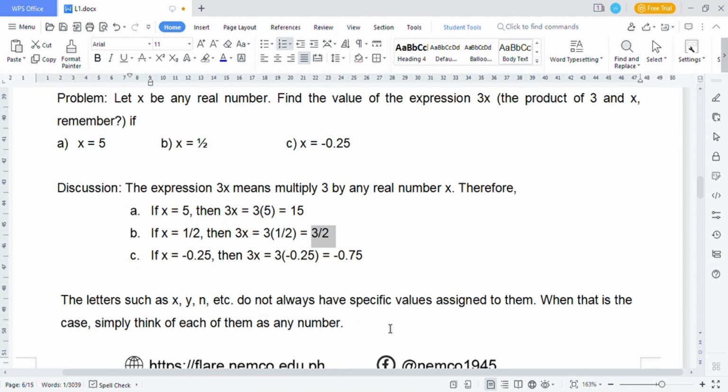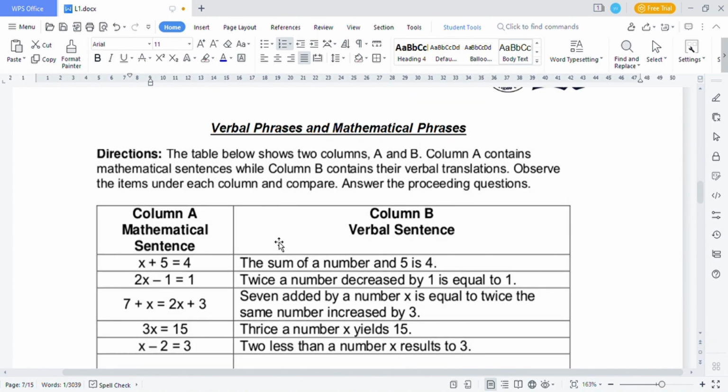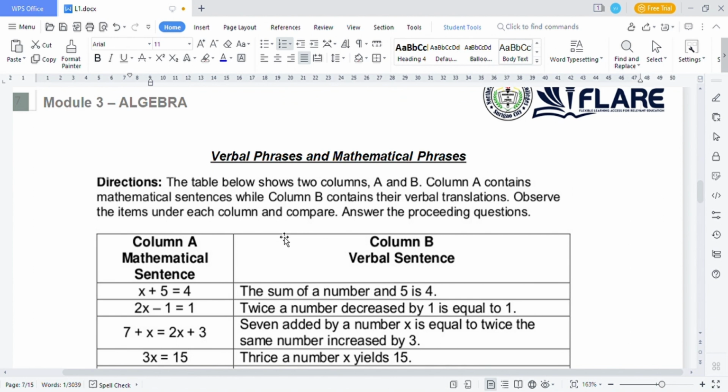The letters such as x, y, and so on do not always have specific values assigned to them. When that is the case, simply think of each of them as any number. If you will be using variables, those are the letters. We have no specific value assigned. So if we have x, it could be any number. X is a number, but it could be any number. It depends.